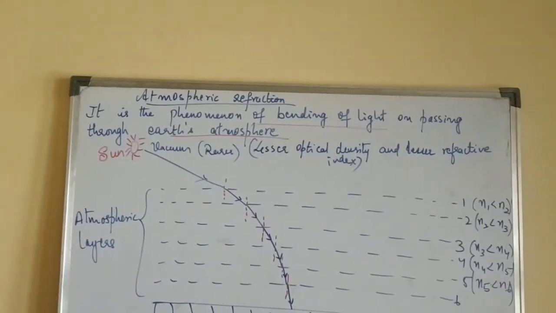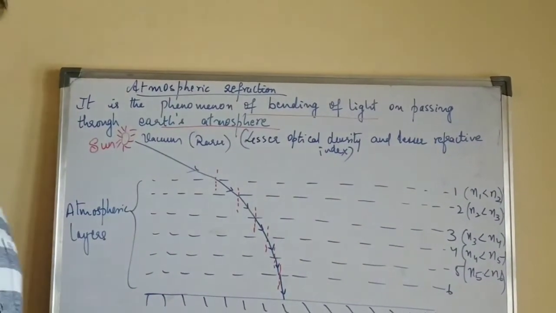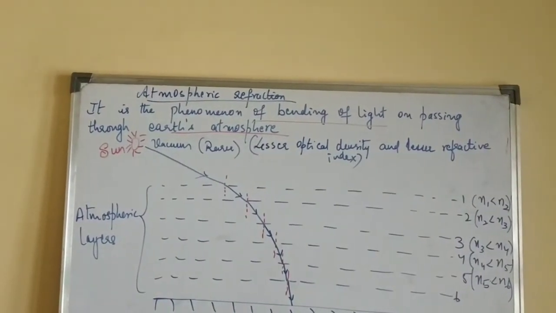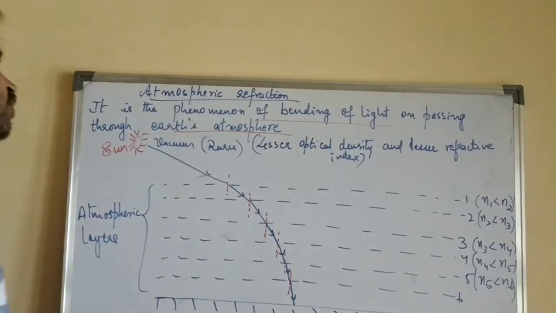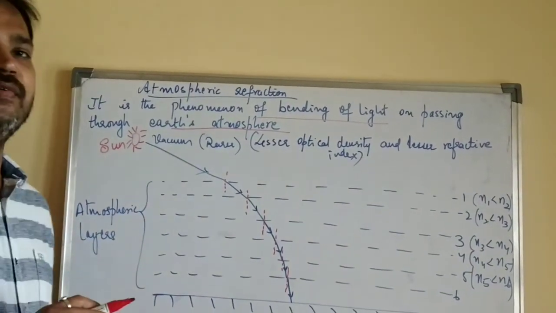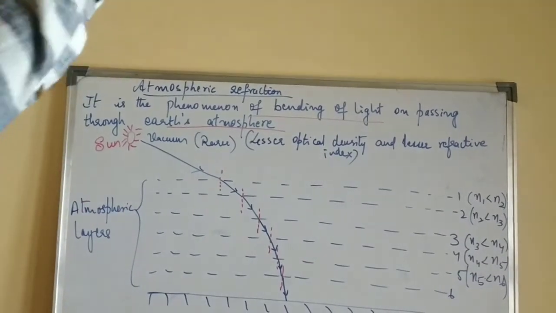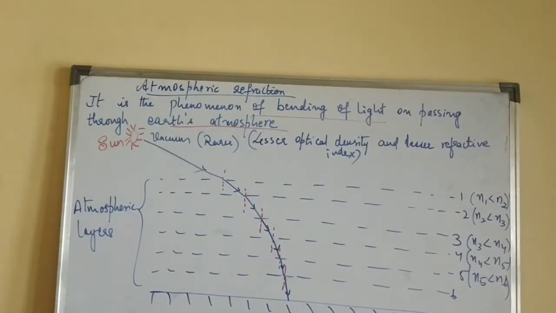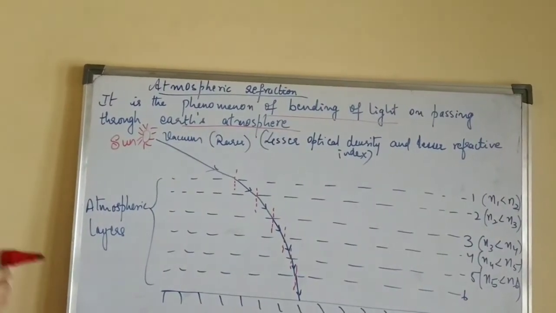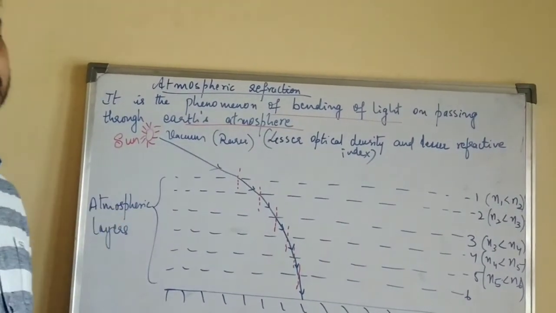Usually the sun is situated above the atmosphere in space, at a very huge distance. We measure in light years, right? So from that sun, the sun rays pass through space, that is the vacuum, and when those sun rays reach the Earth's atmosphere, there they undergo refraction.